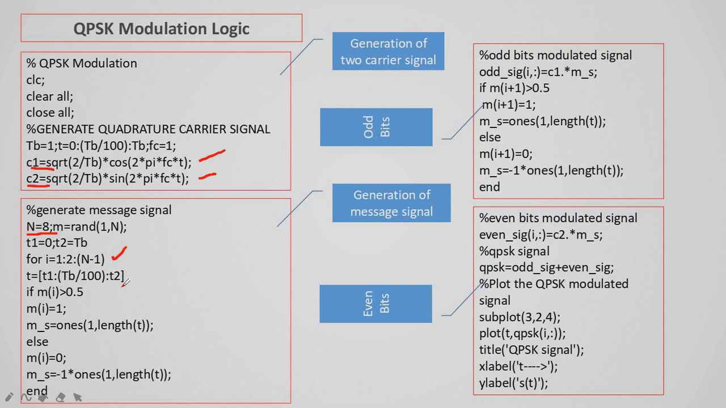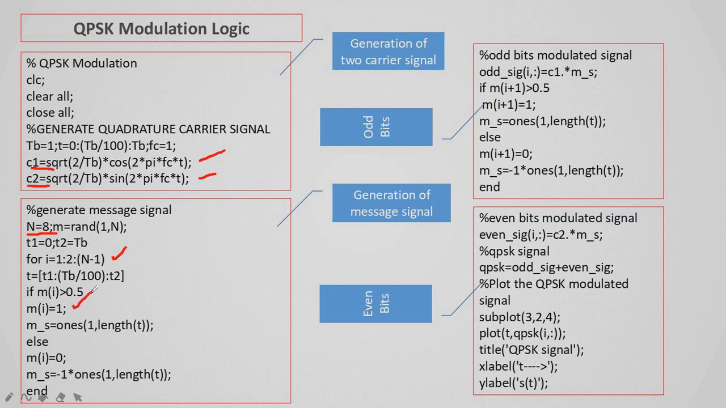And here, if m of i is greater than 0.5, you have to decide whether it is binary bit 1 or binary bit 0. So the condition is: if the m value is greater than 0.5, that means binary bit 1. Here you can see binary bit 1.